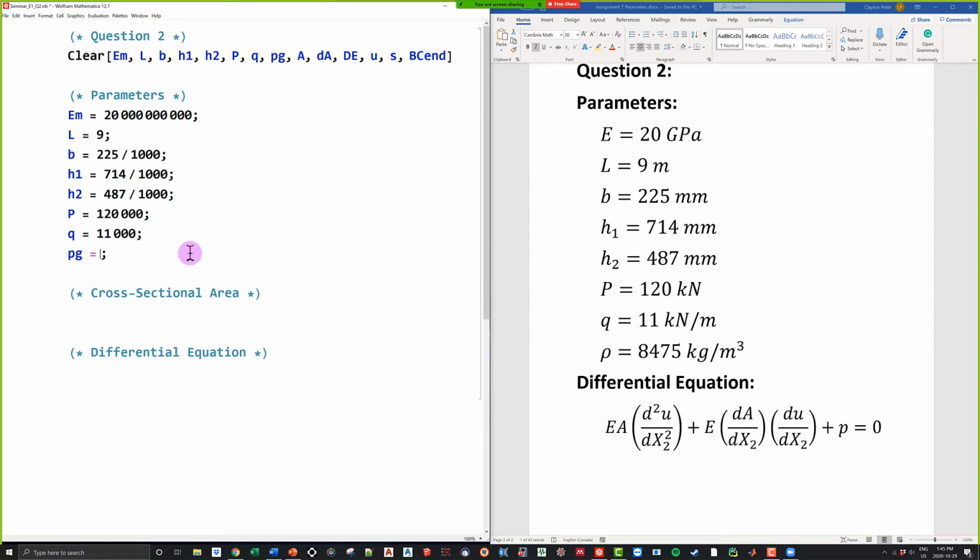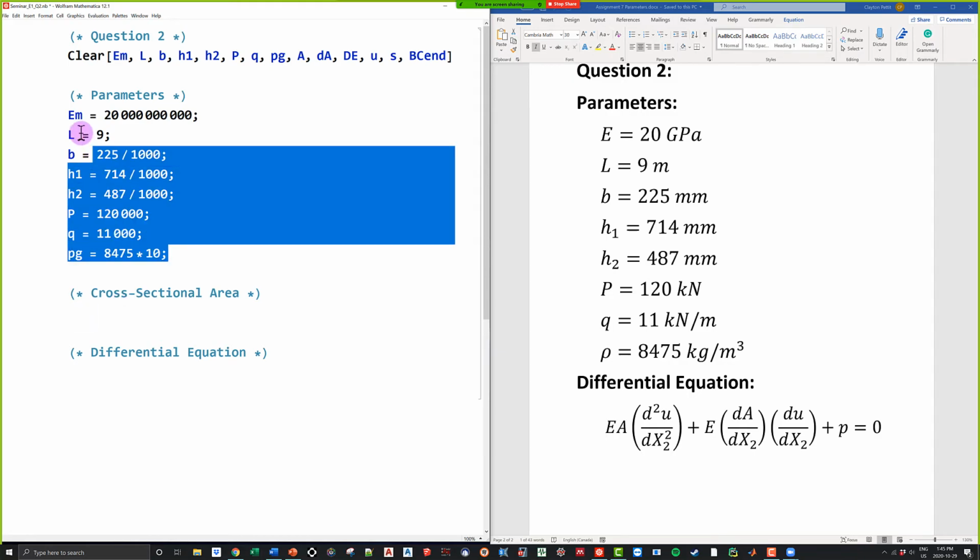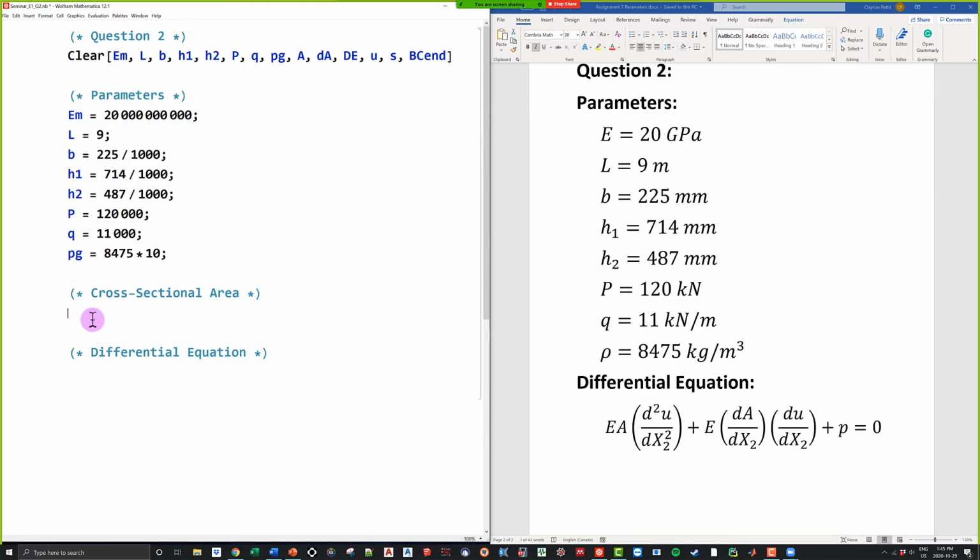And then rho G, which I do in a single step, I just go the density, which is 8,475, multiplied by 10. I do this in one step just to not have so many parameters. So again, I kind of rushed through this a little bit. This is something that we talked about in question number one. You guys will be good to go.